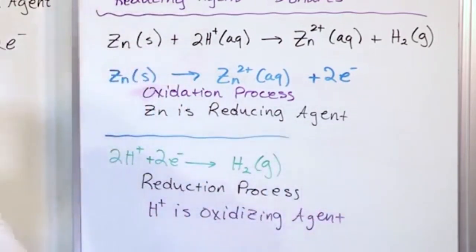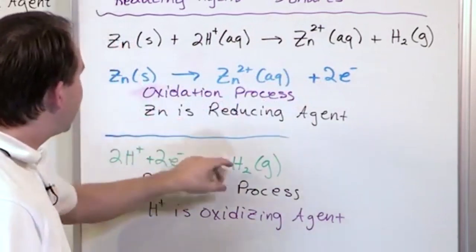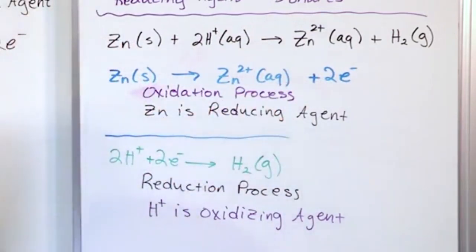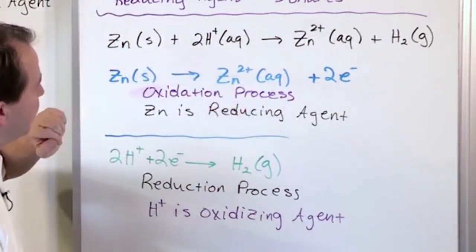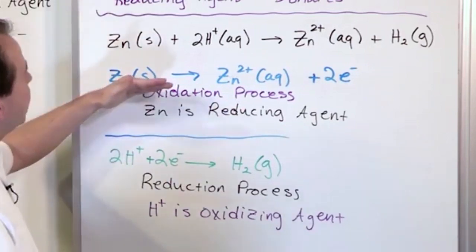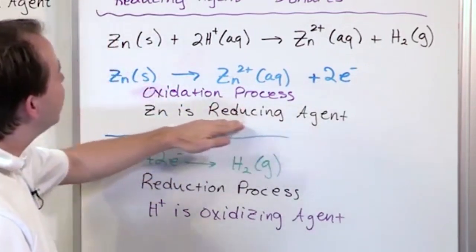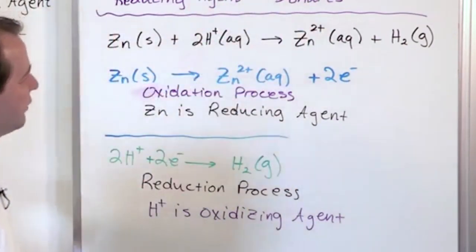All right, so it's a little bit of a game of definitions, basically. The main important thing is you want to know how to write these half reactions down and how to get the number of electrons in the right spot. Once you have them in the right spot, then you can claim, okay, this is losing electrons, it's an oxidation process. Since it's an oxidation process, zinc is also, by definition, a reducing agent because it's helping the reduction along by donating those electrons.